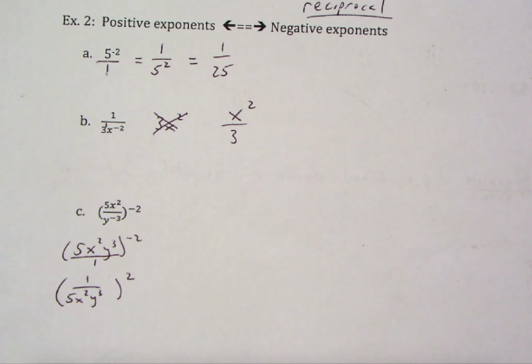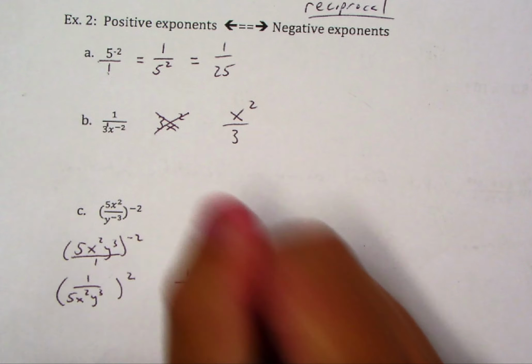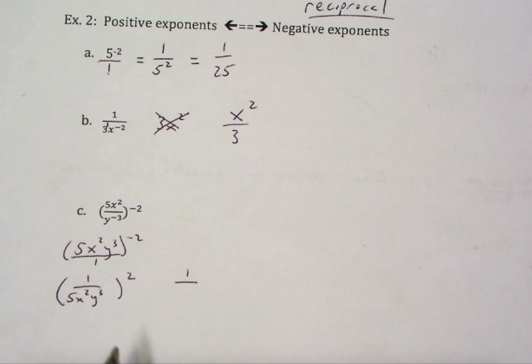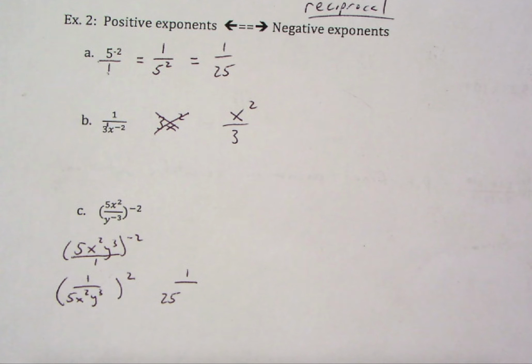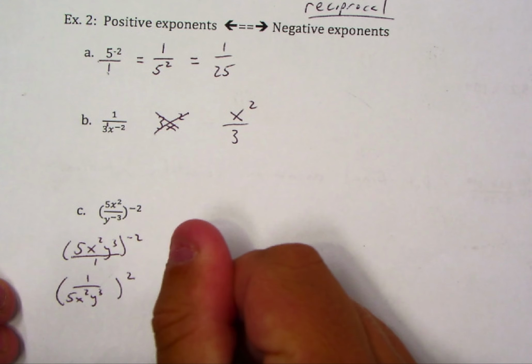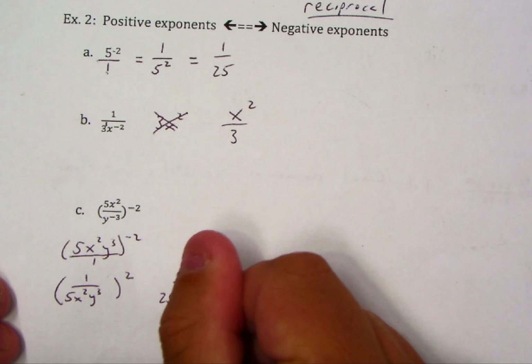Now, our last step, distribute this 2 to everything inside the parentheses. So 1 squared is still 1. 5 squared, remember it's not 5 times 2, but 5 squared is 25. And then multiply the exponents: x to the 4th, y to the 6th.